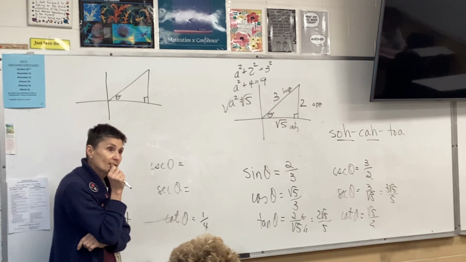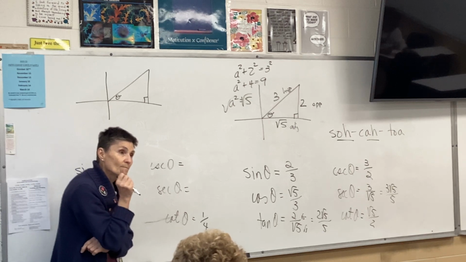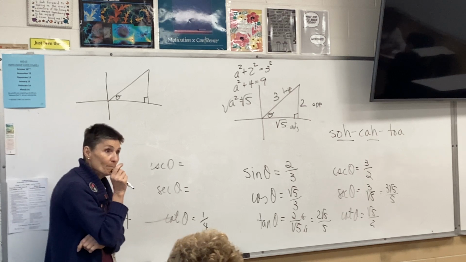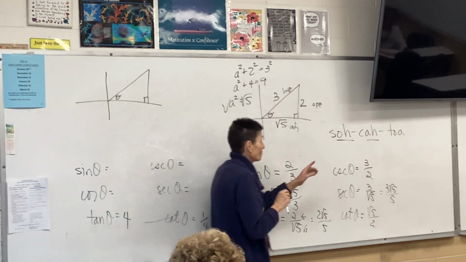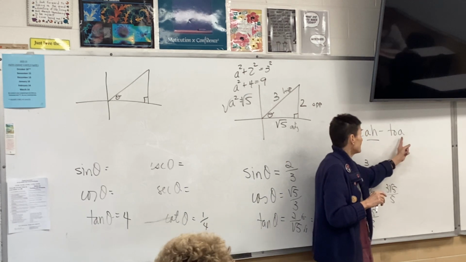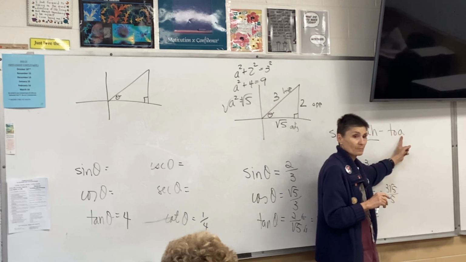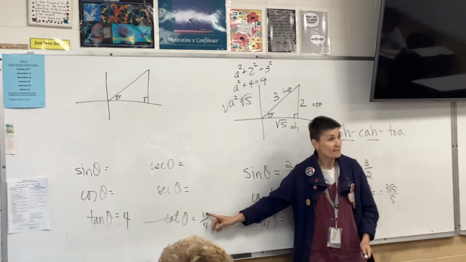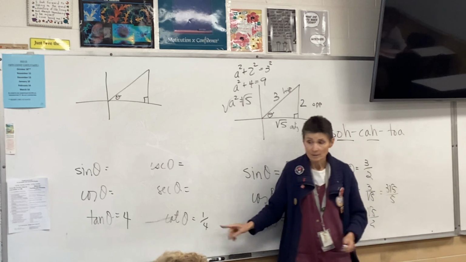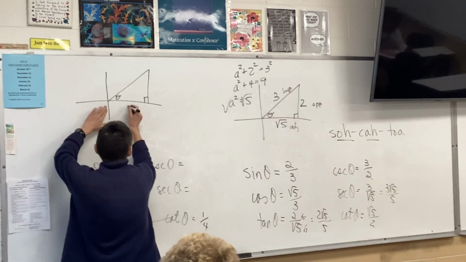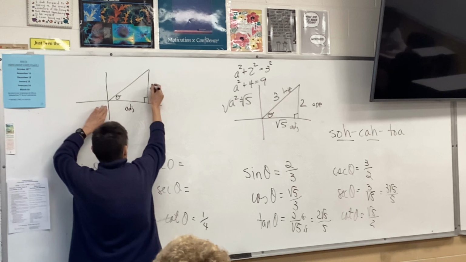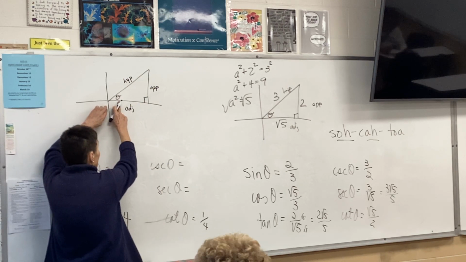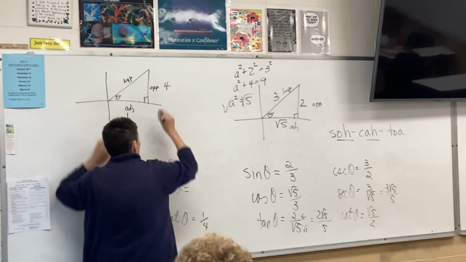Who's done something else? Brennan? I think I'm correct. Adjacent is 1 and opposite is 4. Perfect. Because Brennan is remembering that tangent is opposite over adjacent. So cotangent, the reciprocal, would be adjacent over opposite. So in his picture, this is the adjacent side, and this is the opposite side, because that's theta. So 1, 4. Beautiful.